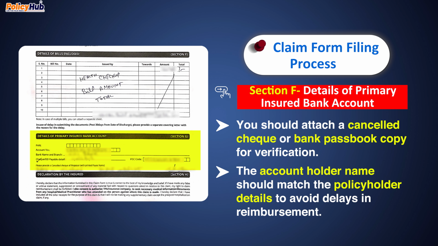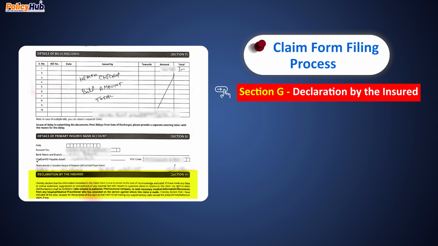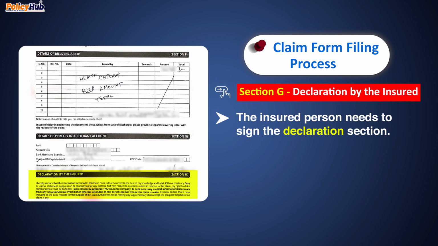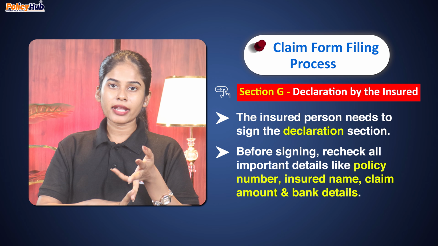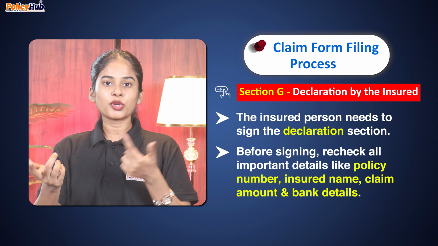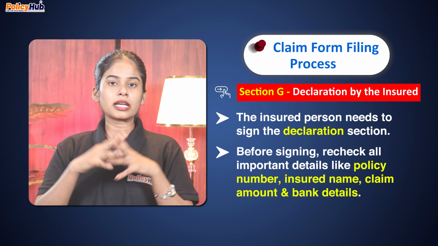One important thing to remember is that the account holder name should match the policyholder details to avoid unnecessary delays in reimbursement. Section G contains the declaration by the insured. Finally, the insured person needs to sign the declaration section. Before signing, carefully recheck all important details like policy number, insured name, claim amount, and bank details, because even a small mismatch can delay the claim process.